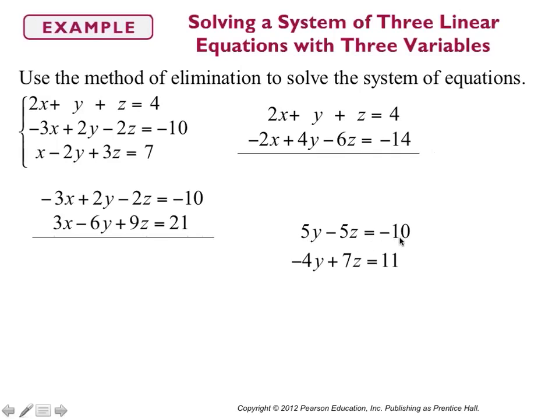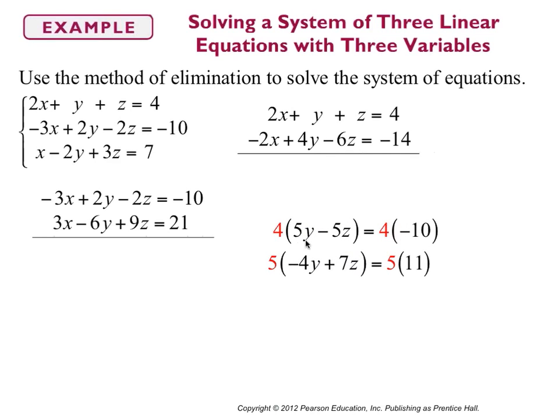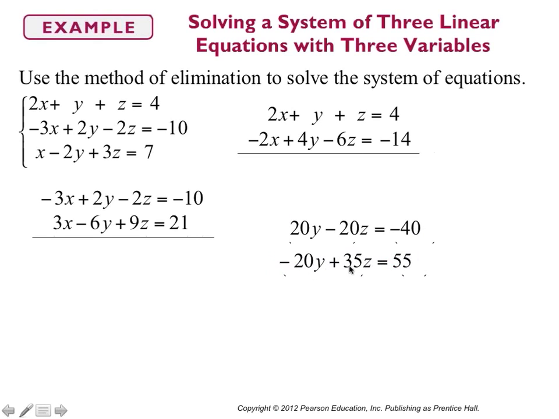So we take this first equation, multiply everything by 4, and we're left with 20y minus 20z equals -40. Then we take this bottom equation and multiply everything by 5, and we're left with -20y plus 35z equals 55. Then all we have to do is put these together. So we get 15z equals 15, so we get z equals 1.